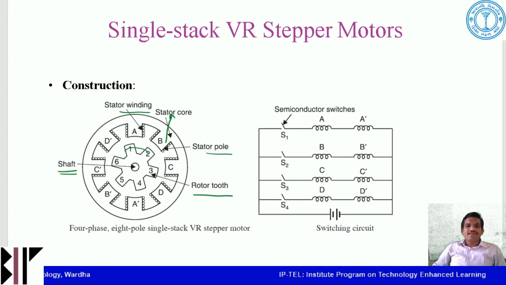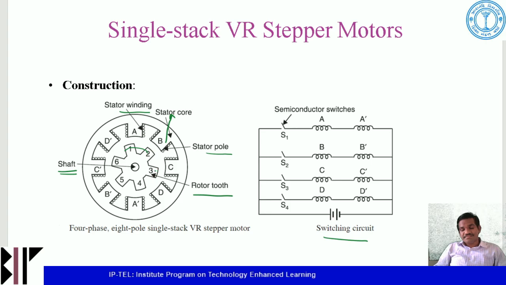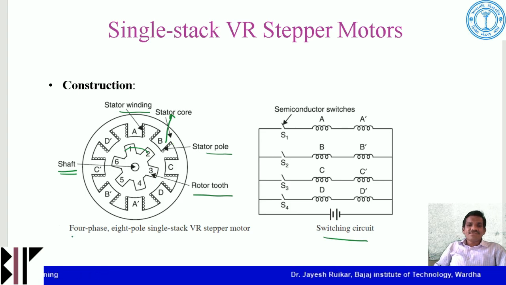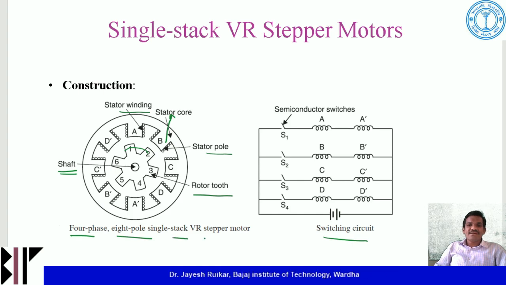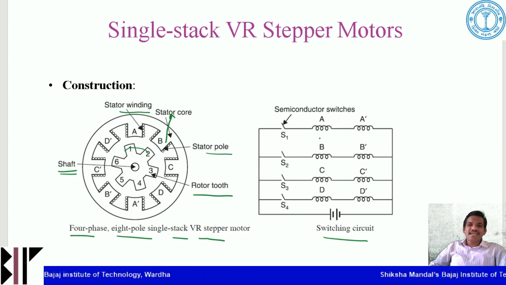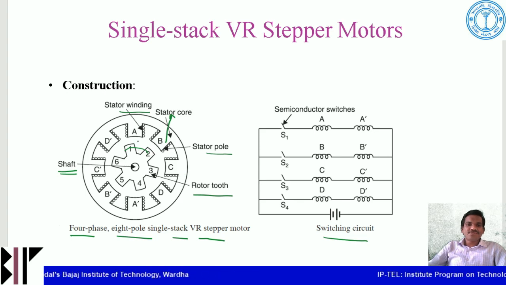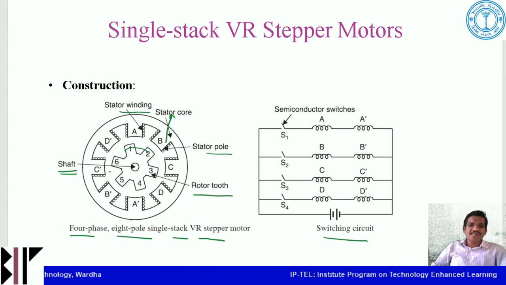You can see this switching circuit in the constructional diagram. This is a four phase, 8 pole single stack variable reluctance stepper motor. Four phases means A, B, C, D are the four phases, and there are 8 poles on the stator. A, A dash, B, B dash, C, C dash and D, D dash are the 8 poles on the stator.